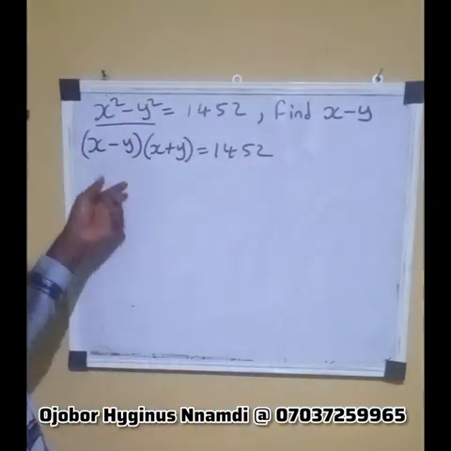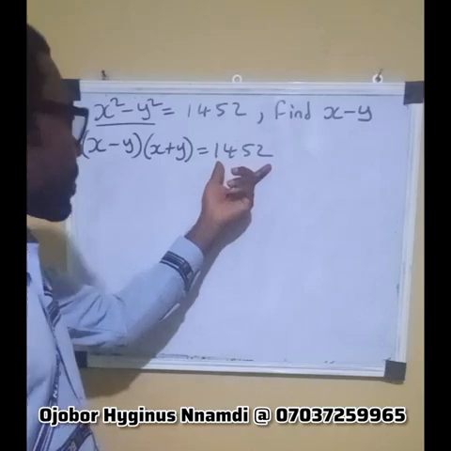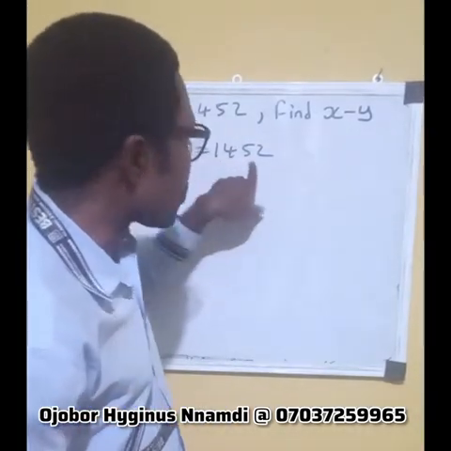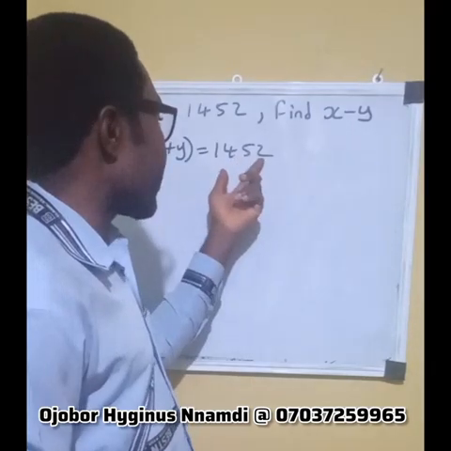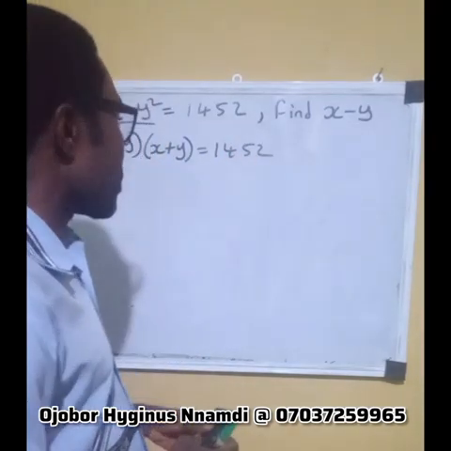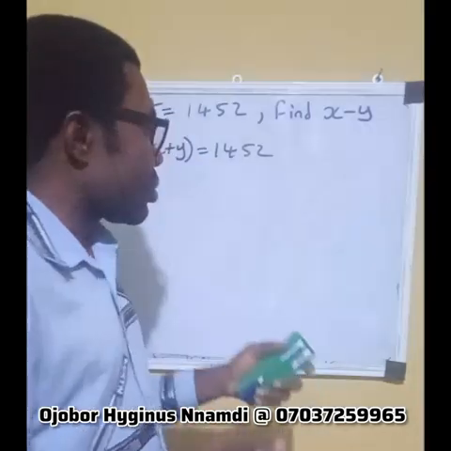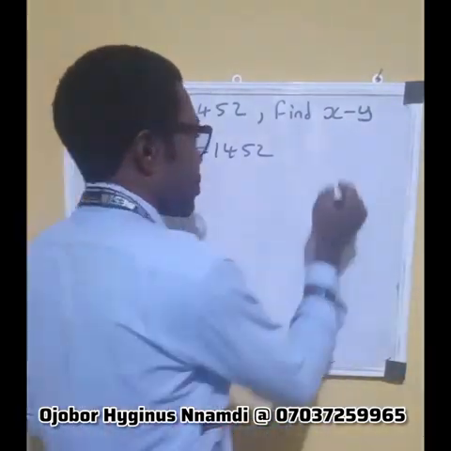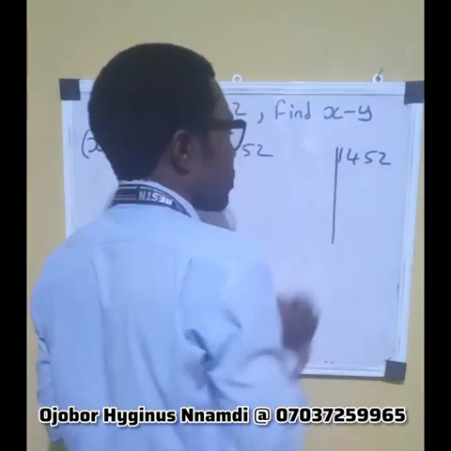If you look at this, we now have the product of two numbers equal to this number. So our work here is to split this number into two numbers whose product will give us 1452. How do we get two numbers whose product gives us this? We could continue with trial and error, but it will take a lot of time. So what we're going to do is find the factors of 1452.